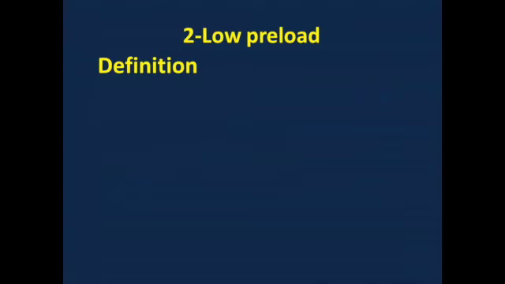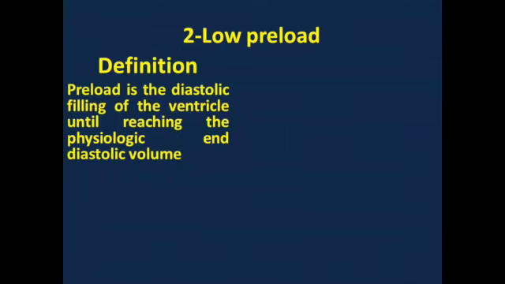Example number 2, or category number 2, is low preload. The definition of preload, simply, is the diastolic filling of the ventricle until reaching the physiologic end diastolic volume. At end systolic volume, you have the minimal amount of blood staying in the ventricle at the end of the systole, and then the heart will continue to fill until reaching the end diastolic volume. If you have an end diastolic volume lower than normal, then it is low filling of the heart because the amount of blood reaching the heart is low, which is low preload.